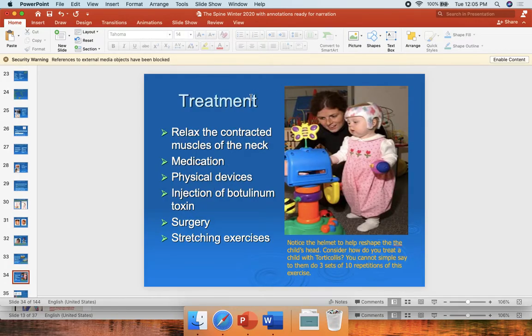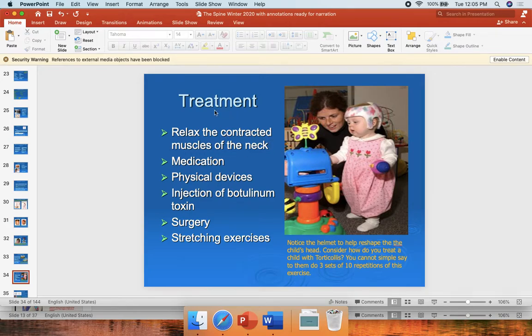So with each one of these, they're actually each going to be treated in similar types of fashions. The main thing being to relax those muscles and perform some stretching. We've already talked about this helmet. This helmet's more for the shape. It's not actually going to be a treatment for the torticollis.